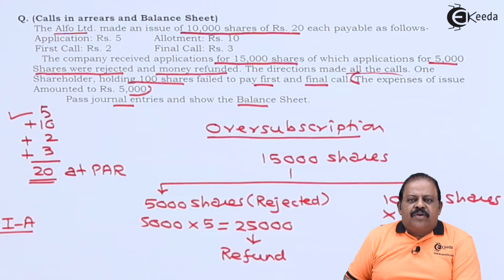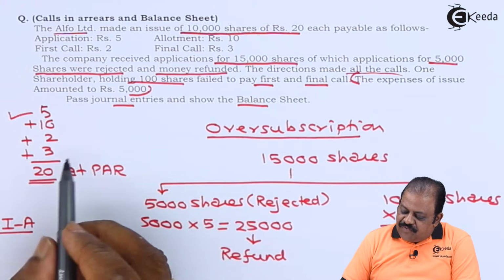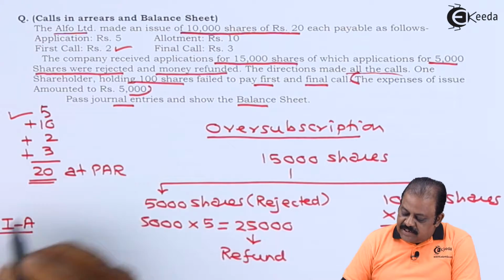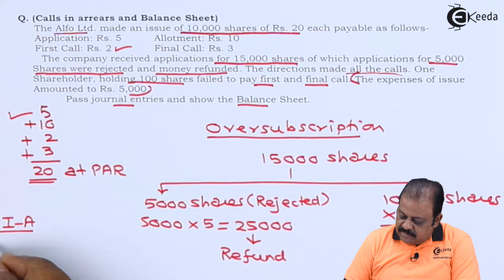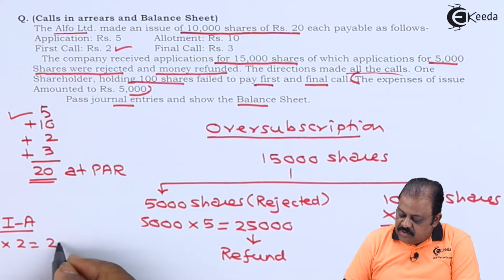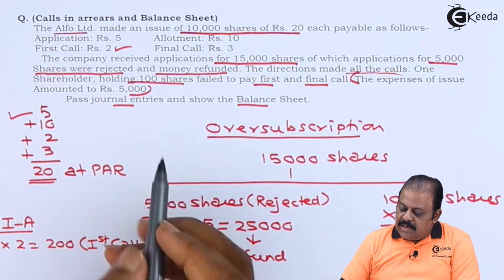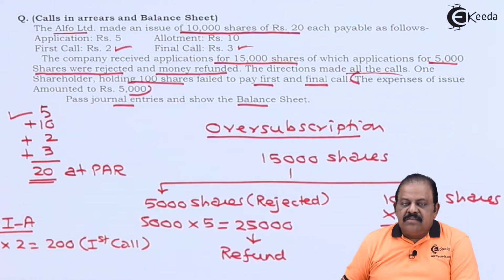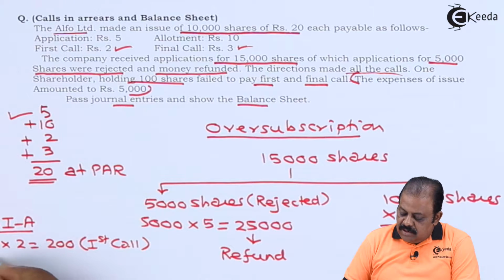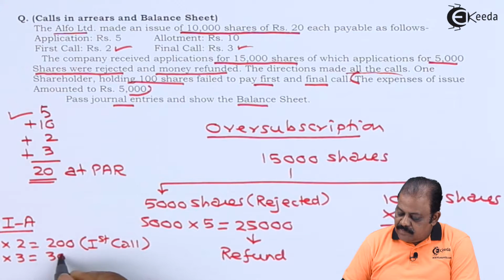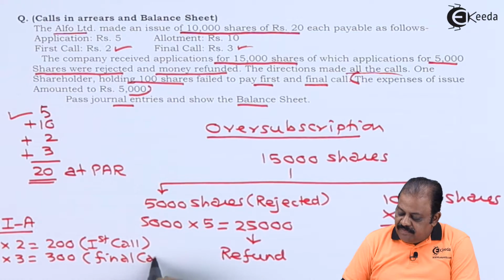Let us understand the amount of call arrears. At the time of first call, the shareholder was supposed to pay 2 rupees on his 100 shares. He failed to pay 2 rupees, so 200 is the amount of call arrears at the time of first call. At the time of final call, he was supposed to pay 3 rupees on his 100 shares. He failed to pay 3 rupees, so 300 is call arrears at the time of final call.